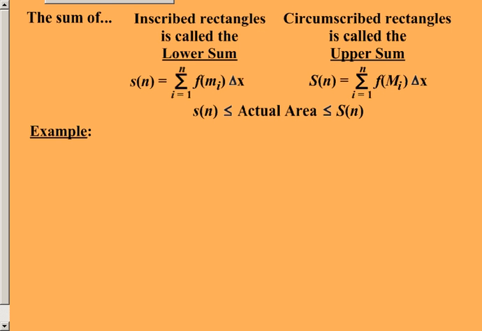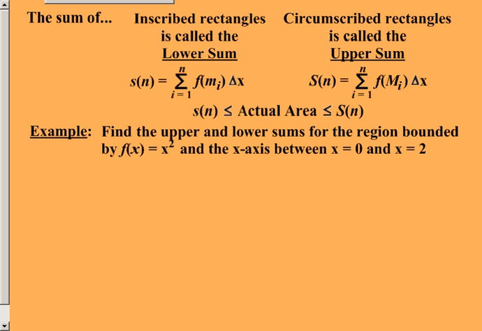So let's take a look at an example. Our example is to find the upper and lower sums for the region bounded by f of x equals x squared and the x-axis, and between the artificial boundaries x equals 0 and x equals 2. Okay, so putting all of these boundaries into our thoughts, basically if we are between 0 and 2 on the x-axis and we are between a curve that is moving upwards and the x-axis itself, then we are looking at a portion of a parabola in the first quadrant.